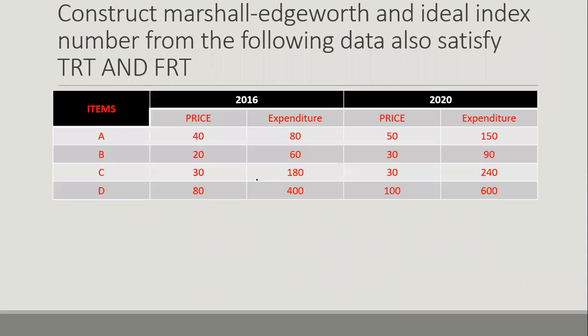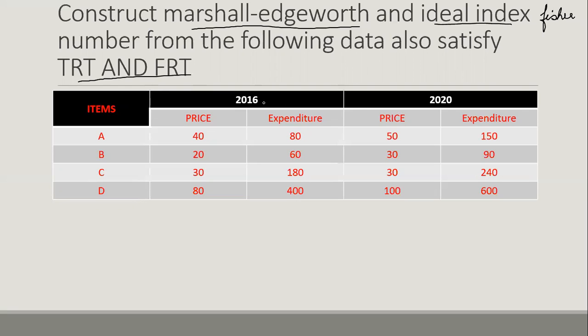There is one more problem given in this slide. I request you all to work out this problem. I will give you the explanation of this so that you can proceed to find the answer. What they have given is: compute Marshall Edgeworth and ideal index. Ideal index is nothing but the Fisher index number for the following data, and also satisfy TRT and FRT. So they have asked us to calculate Marshall Edgeworth and the ideal index, that is, find out the Fisher index. On those same values, we also have to satisfy the TRT and FRT.